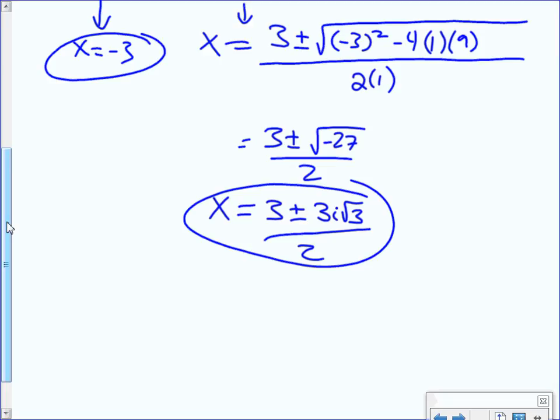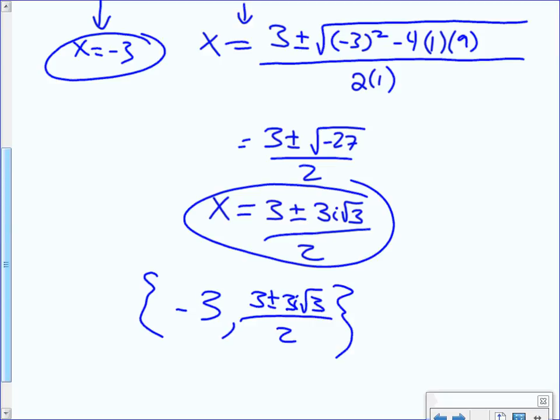Let's put it in the answer form. Here we go. 3 plus or minus 3i root 3, over 2, ta-da! That is solving it. Those are all the answers.